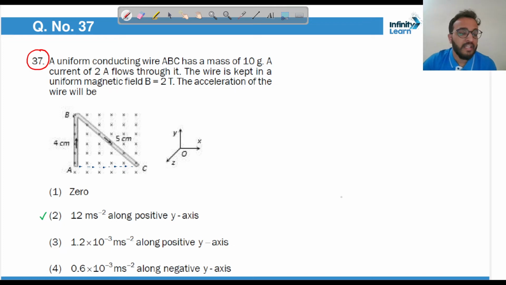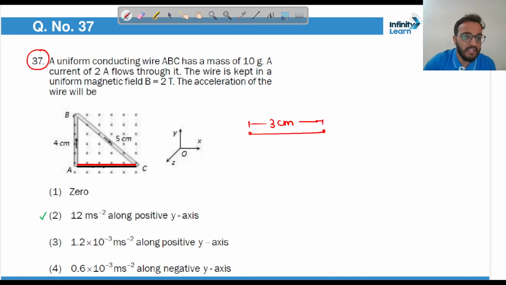Now here, a wire is given like this. Whenever this kind of wire is given, always remember the effective length is this. That means we can replace this wire with an effective wire of this length, joining their ends. Do you understand this? So we will get a wire of this length, whatever this length is coming out to be, 3 centimeter. Whatever force this wire is experiencing, the same force this complete arrangement is experiencing, right?